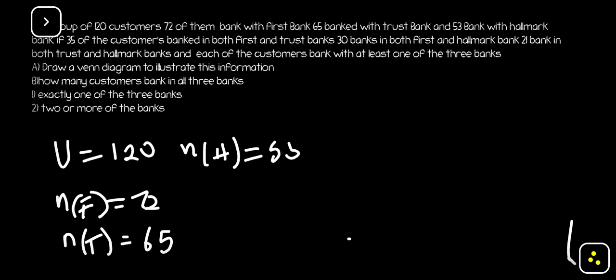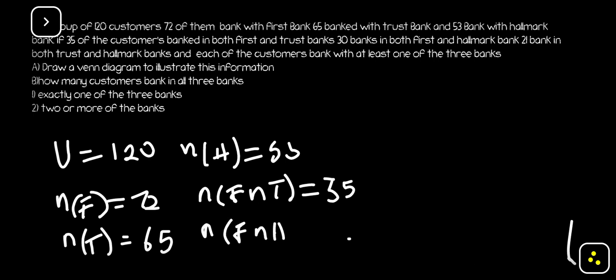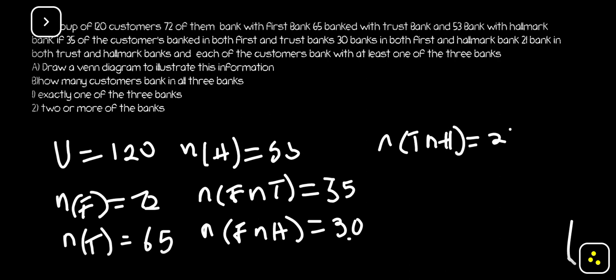Now they said 35 bank with both First and Trust Bank, so number of First intersection Trust Bank is 35. Then 30 bank in both First and Hallmark, so number of First and Hallmark is 30. And 21 for Trust and Hallmark, so number of Trust and Hallmark is 21. Now, if each of the customers bank with at least one of the three banks, draw a Venn diagram to illustrate this information.